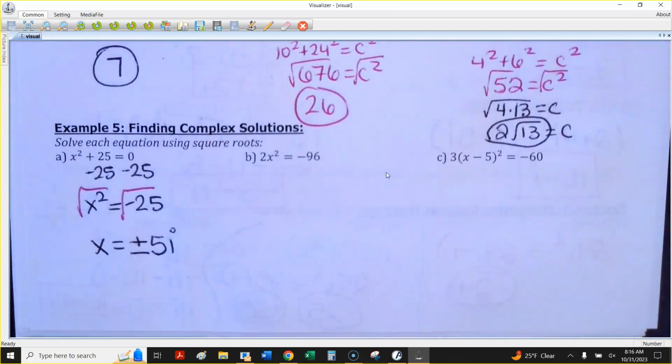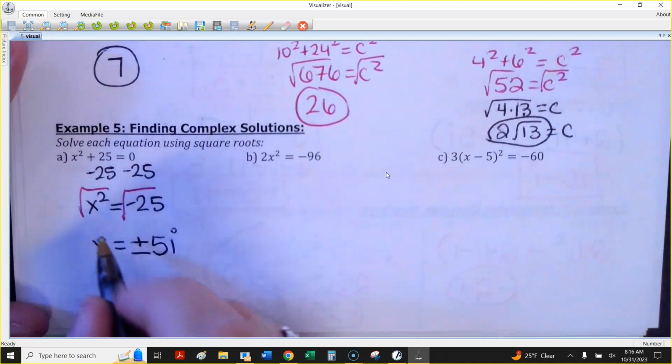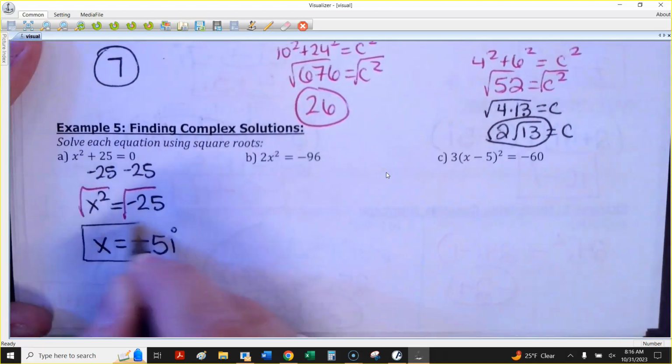You would not see this on a graph. Like if we graphed a parabola that was x squared plus 25, it wouldn't touch the x-axis, but it does have 2 answers. They're just both imaginary.